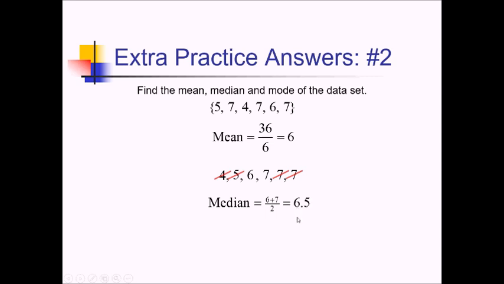And now for the mode, that's the number that gets repeated the most, and that is definitely 7, which is easier to see now that we have this arranged in order. So 7 for the mode.